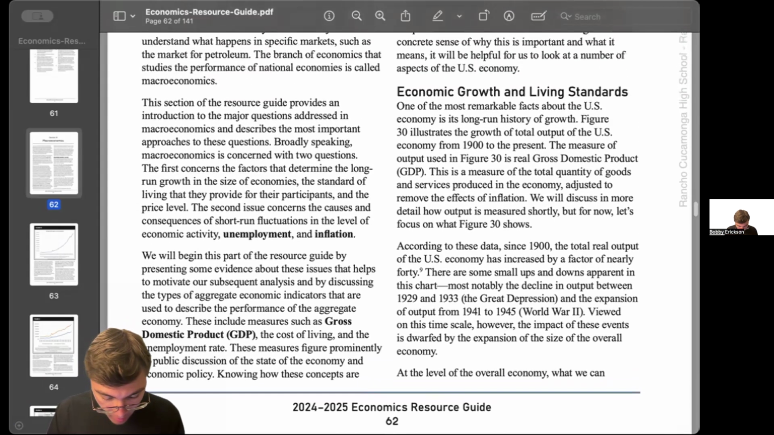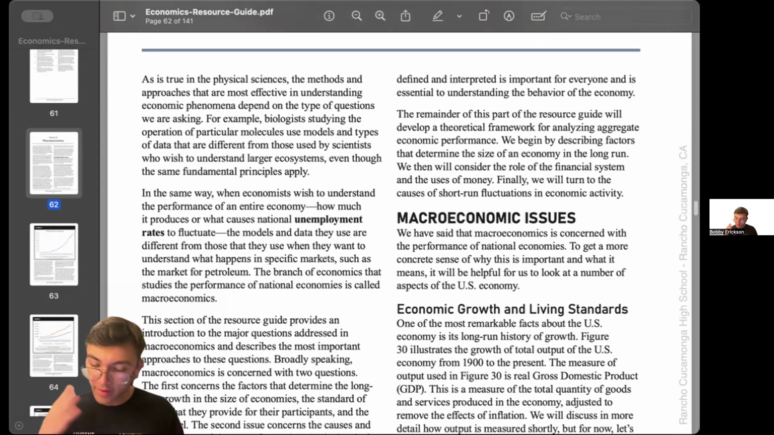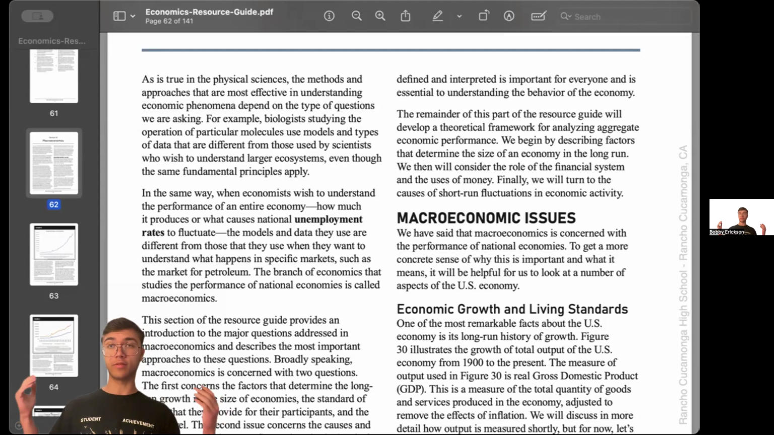And so we can see that these show the state of an economy and the economic policy that is in place. If we know how they're defined and interpreted, we can better understand behavior in the economy as a whole. So we first have to develop this theoretical framework in order to understand all economic performance as a whole. And then we need to begin describing factors that determine the size of an economy in the long run. So we need to understand what factors are going to increase or decrease the size of an economy, not just in the short run, but in the long run.